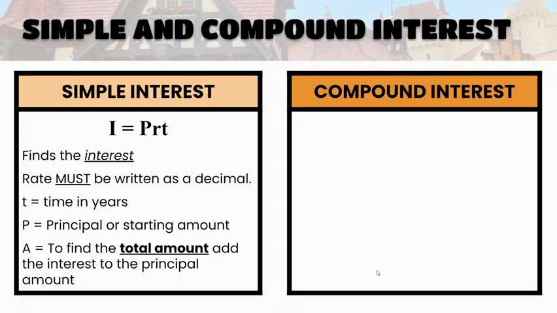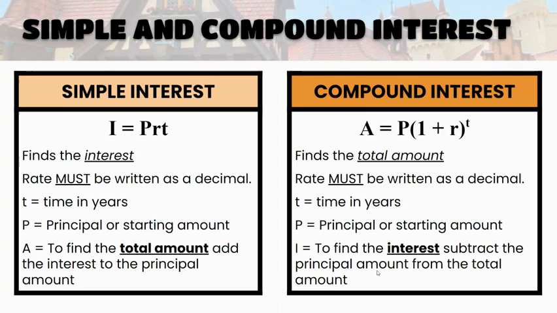The rate must be written as a decimal, so it will be given to you as a percent, and to change a percent to a decimal, you need to divide by 100. T is always the time in years, and P is the principal or starting amount, and A is the total amount. So to find the total amount, I'm going to add the interest, whatever I get when I use this formula, to my starting amount, which is the principal.